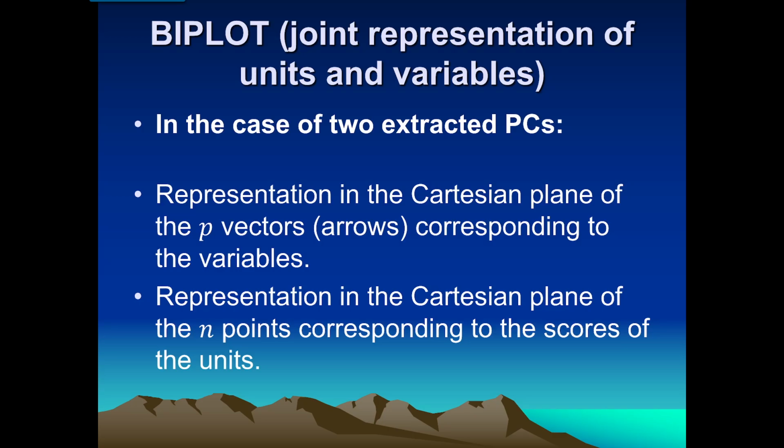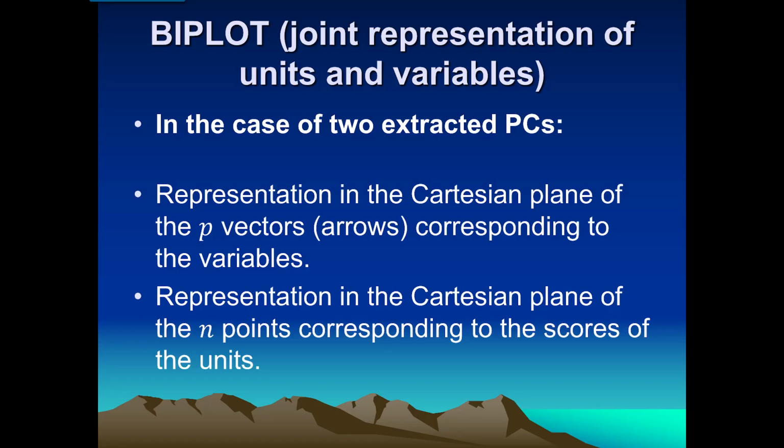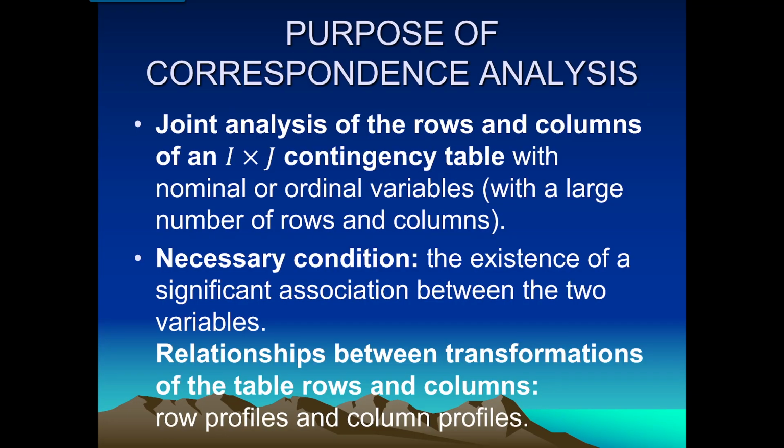Also in PCA, we have seen the biplot, where you show the P vectors, the arrows, and then the endpoints corresponding to the scores. Well, here you will do something very similar. So you project row points and column points. We are going to define what these row points and column points are.